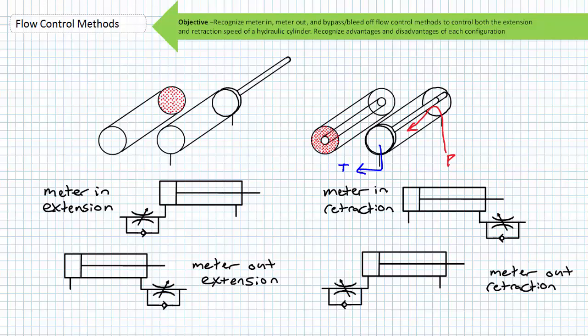If we limit the flow supplied to the rod end, this is meter in retraction. If we limit the flow exhausted by the cap end, this is meter out retraction. Take a moment to sit back and contemplate the four diagrams I've drawn. You'll notice that superficially, these flow control methods look kind of the same. There are flow control valves on either a rod end or a cap end. Your instructor has randomly assigned them funny names, and now he wants you to memorize them. No.